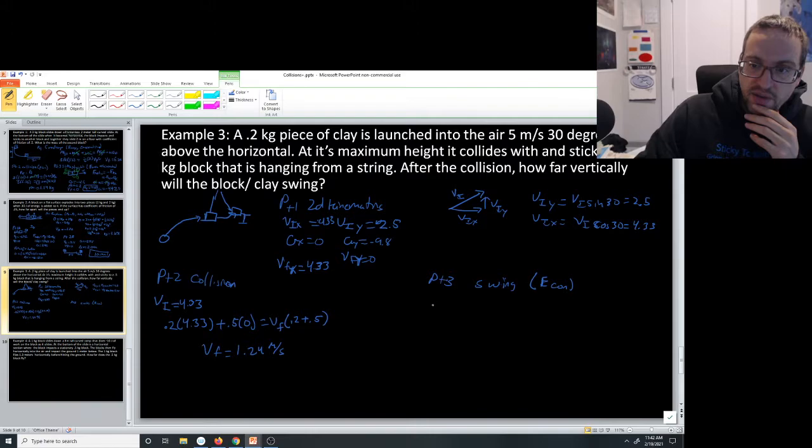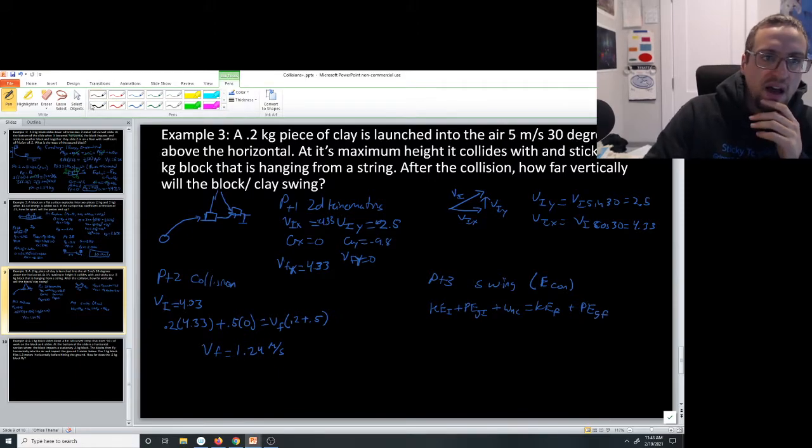I get to the swing. Right, this is kinetic energy initial plus potential energy of gravity initial plus non-conservative work equals kinetic energy final plus potential energy of gravity final. Okay. I'm going to make the initial height 0. There's no air resistance or friction, so that's work non-conservative 0. And I want the maximum height, so kinetic energy final is 0.